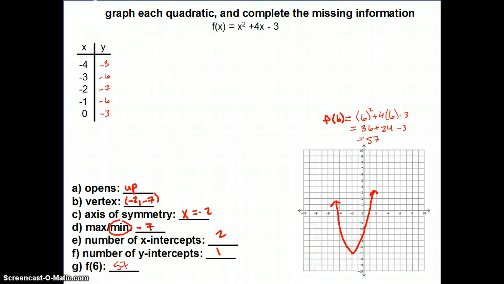Now please go ahead and take a moment to check your work. And we'll go ahead and move on.